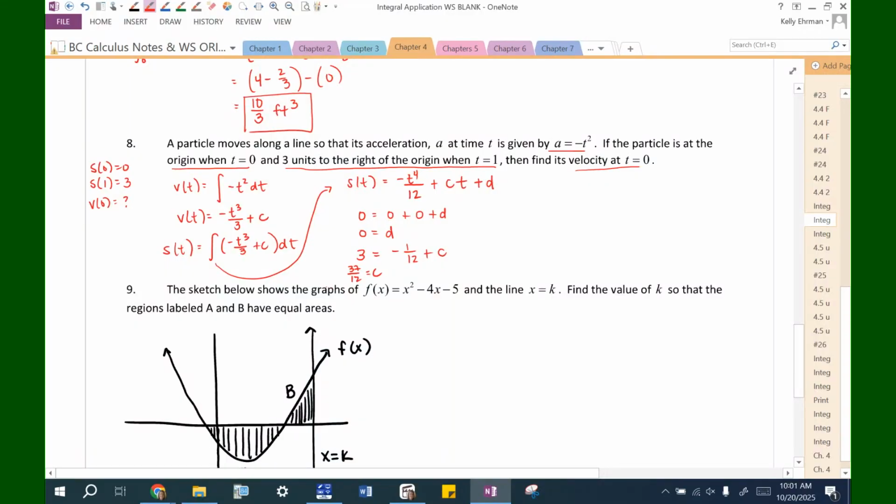Okay, and then remember, we're going back to velocity here. So for velocity, it's the c value that I needed. So now let's go back to this and say, all right, the velocity equation, now I know it's negative t to the third over 3 plus c, which I just figured out was 37 over 12. And they want v of 0. Well, v of 0 is just 37 over 12. And there are no labels on this, so that's just going to be my answer.